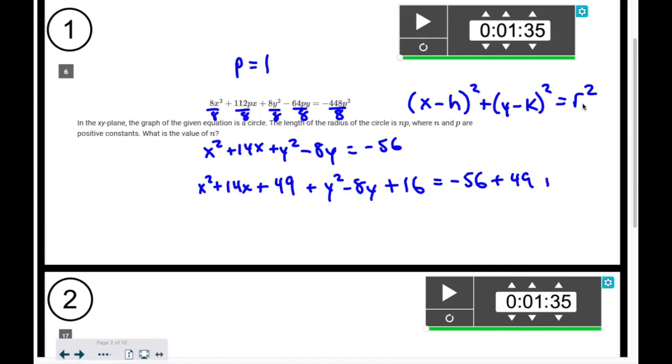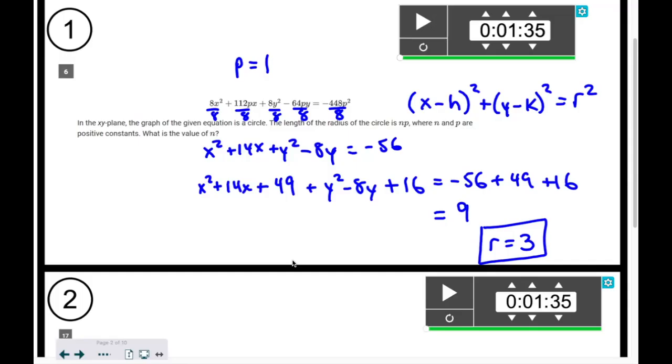And the reality is, if I want to know the radius, I really only care about this right side. So I'm just doing negative 56 plus 49 plus 16, and that gives me 9. All right. So the answer to the question is the radius. Well, 9 is r squared. So if 9 is r squared, then the radius itself would be 3. And again, we chose P to be 1, which means the radius of the circle is n. And if n is the radius, then the answer to the question is 3.